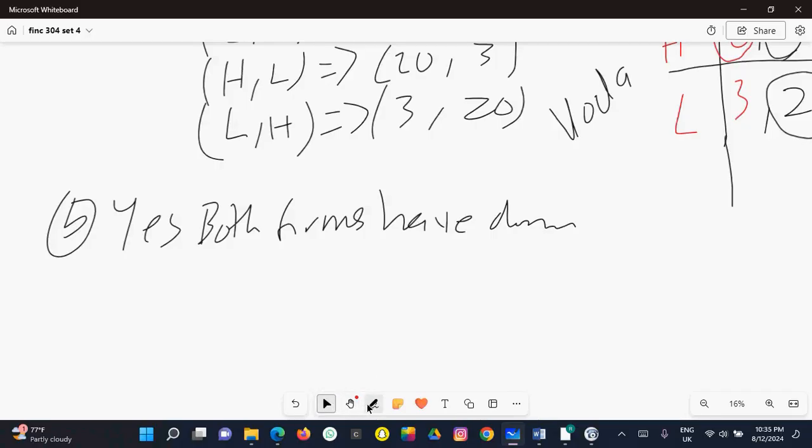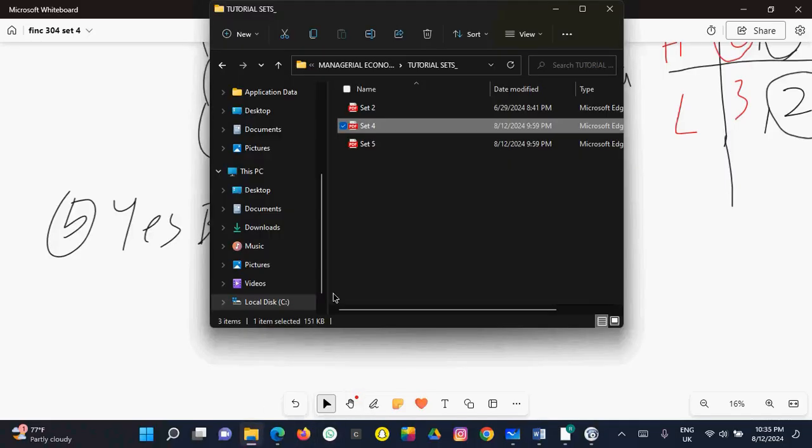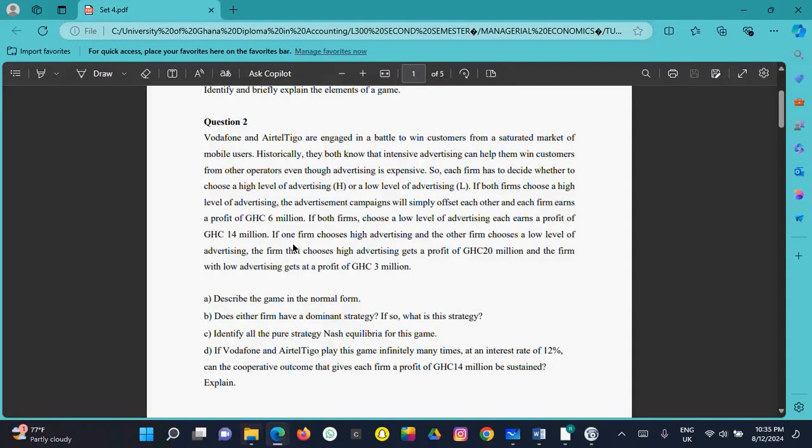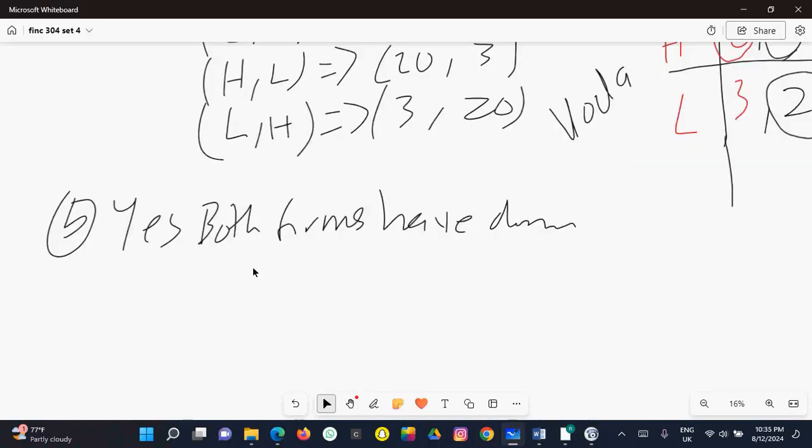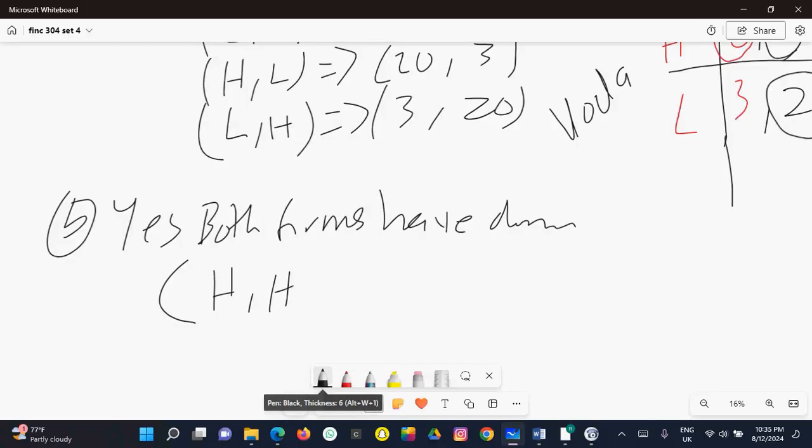Yes. So now we are done with B. The strategy here for both of them is to choose a high level of advertisement. So a high level of advertisement for each of the firms is the dominant strategy, right? So now let's move to C.